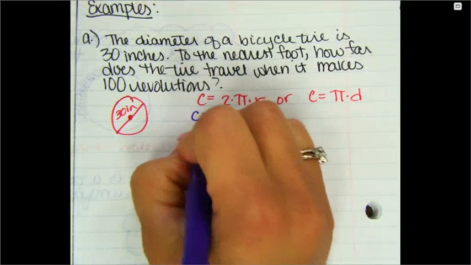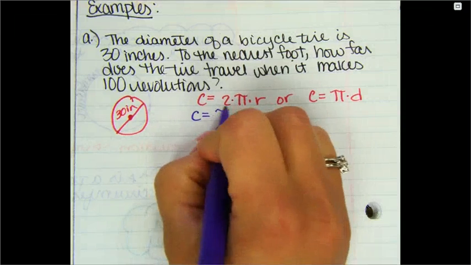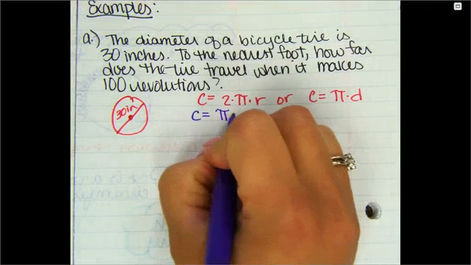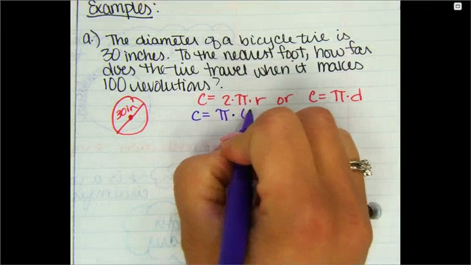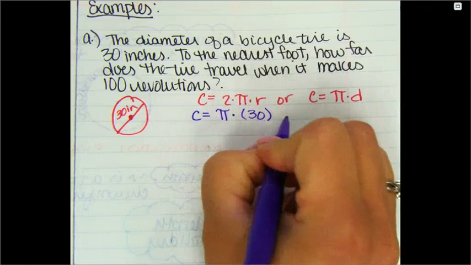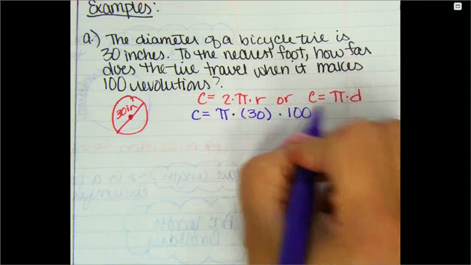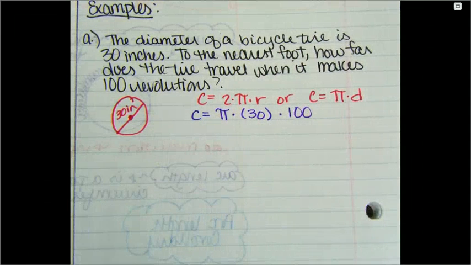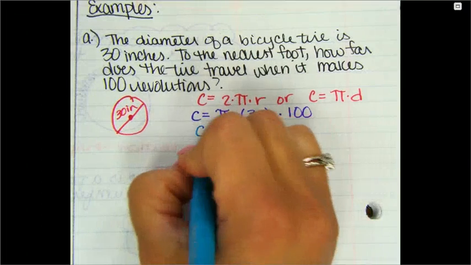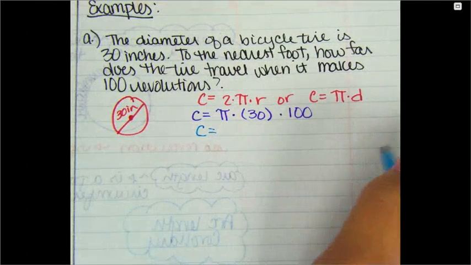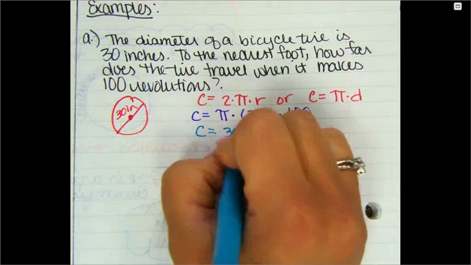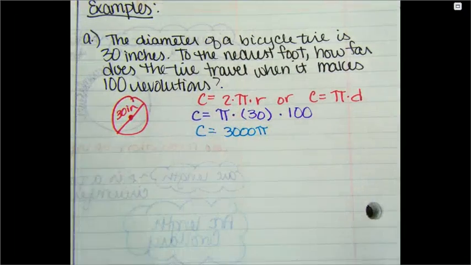So circumference equals pi times, what's your diameter? 30. But it's turning how many times? 100 times. There is 100, but you just didn't have it all. Okay. 30 times 100 is easy. 3,000 pi. Then you take your calculator.